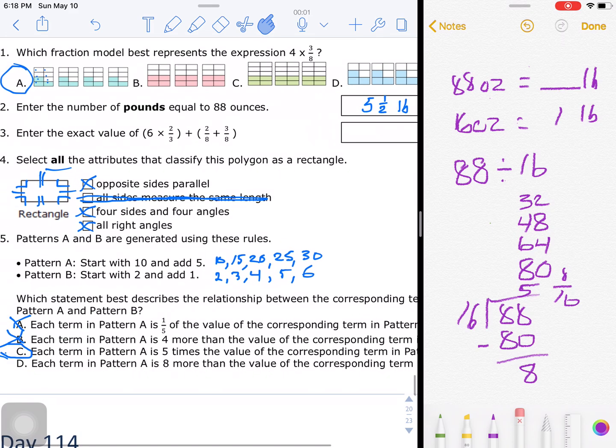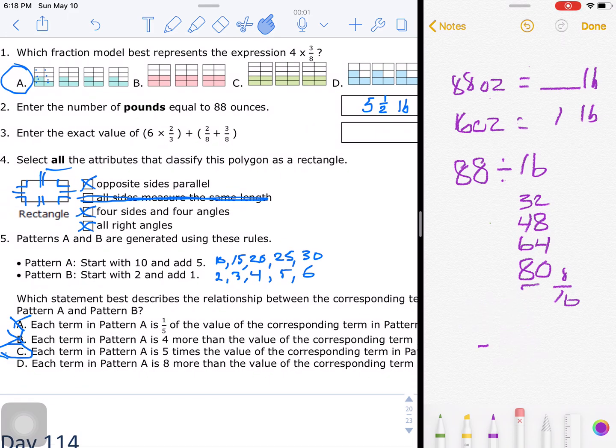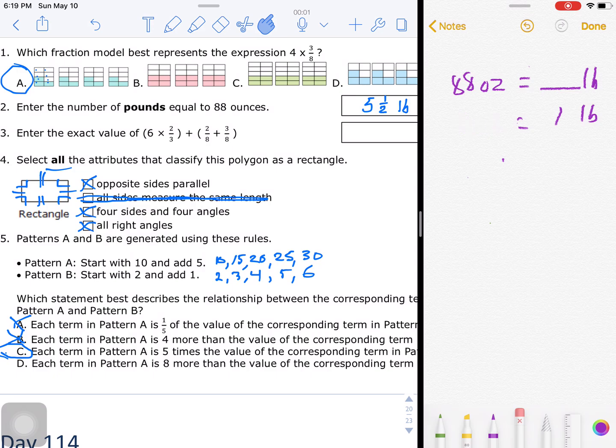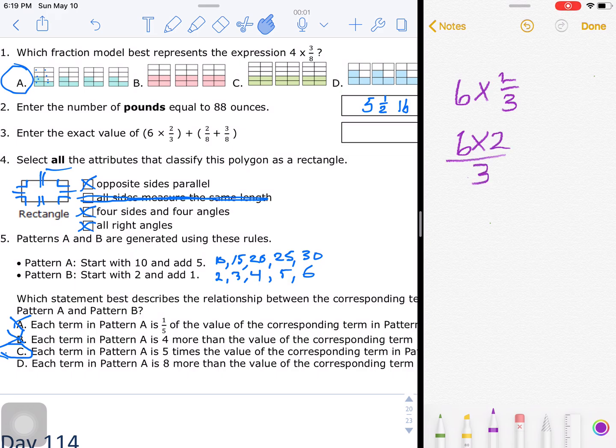And the next problem, we are to enter the exact value of the product of 6 times 2/3 added to the sum of 2/8 and 3/8. So first thing I'm going to do is figure out what is 6 times 2/3, because we do what's in parentheses first. And 6 times 2/3 is the same as 6 times 2 divided by 3. All right? Which we can do some cross canceling. 3 goes into 3 one time, 3 goes into 6 2 times. So 6 times 2/3 is equal to 4.